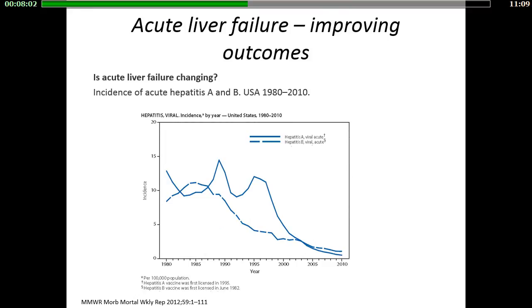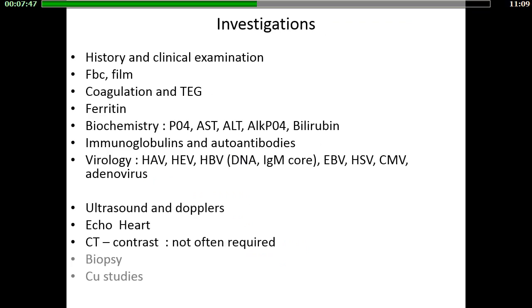So moving on to the second part of the talk, just looking at some of these diagnoses in some more detail. The viral hepatitis in the Western world definitely decreasing. This is data from the US, hepatitis A and hepatitis B. What's important in terms of investigations, you've got to be a clinician. You've got to examine these patients and take a history. You've got to feel the liver. Is it big? Is it small?